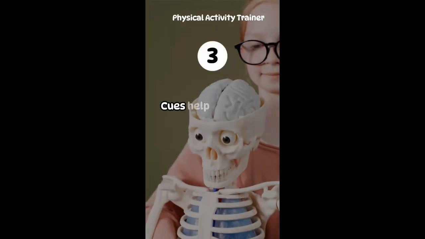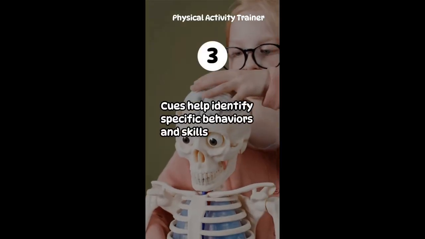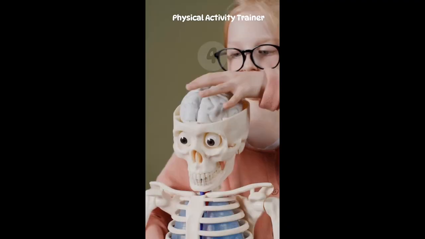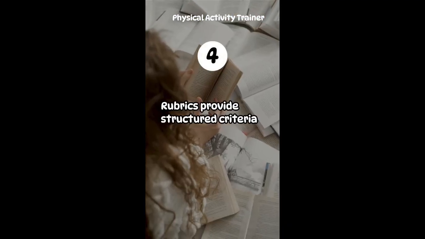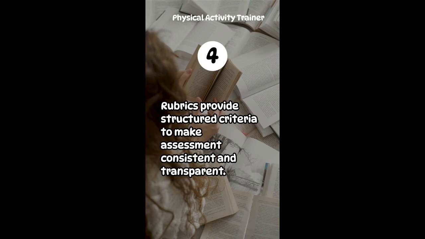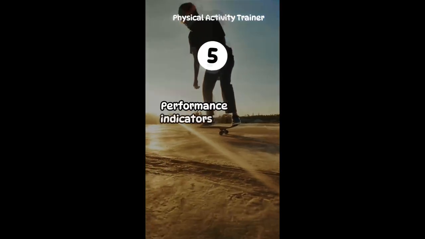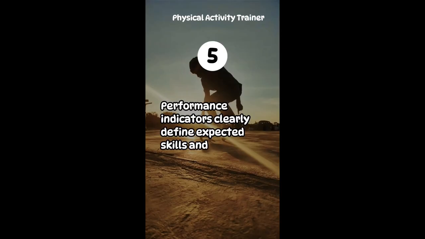3. Cues help identify specific behaviors and skills during the assessment process. 4. Rubrics provide structured criteria to make assessment consistent and transparent. 5. Performance indicators clearly define expected skills and behaviors to guide evaluation.